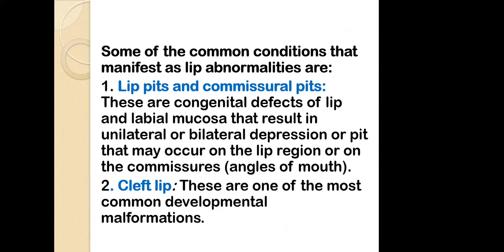Some of the abnormalities of the lips: lip pits and commissural pits. These are congenital defects of the lip and labial mucosa that result in unilateral or bilateral depressed pits that may occur on the lip region or at the commissures, the angles of the mouth. Then there can be cleft lip. I think Martin must have taught you about cleft lips. Some of you have seen cleft lips. These are some of the most common developmental malformations of the lips.